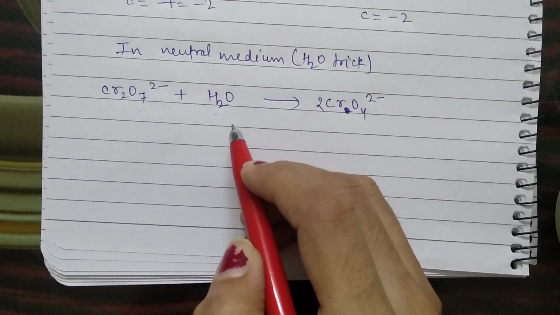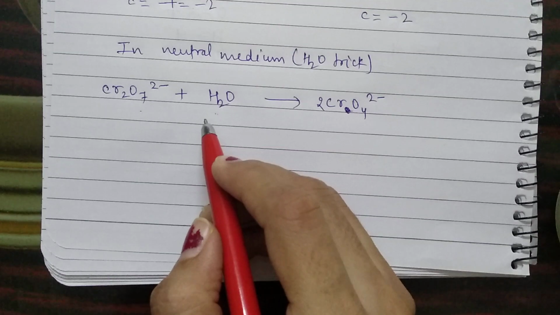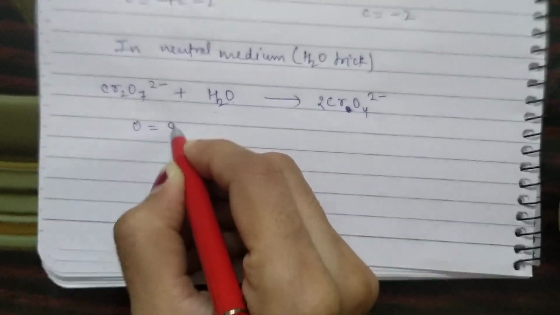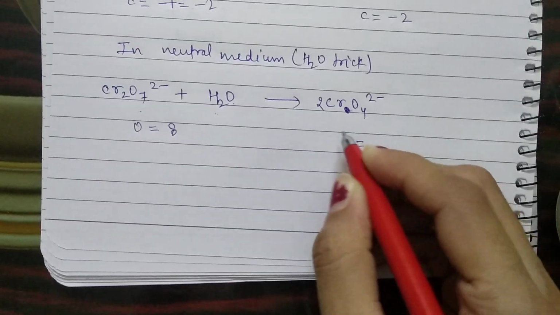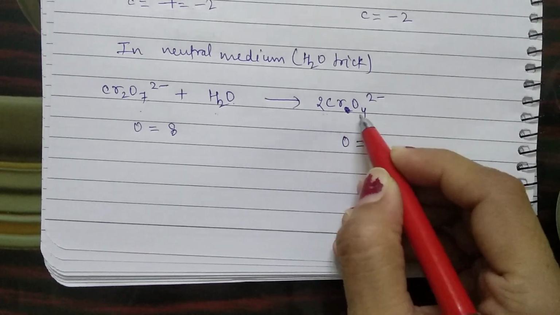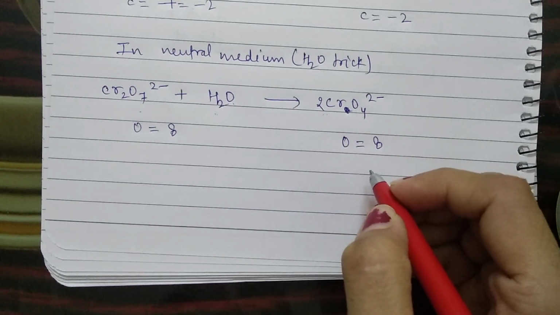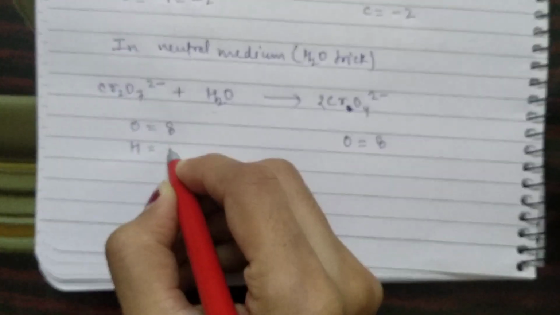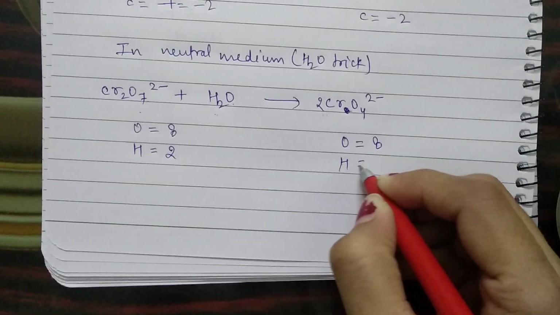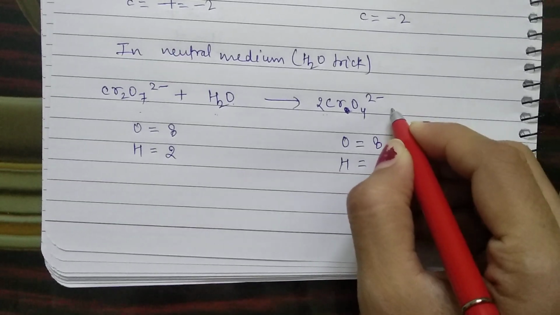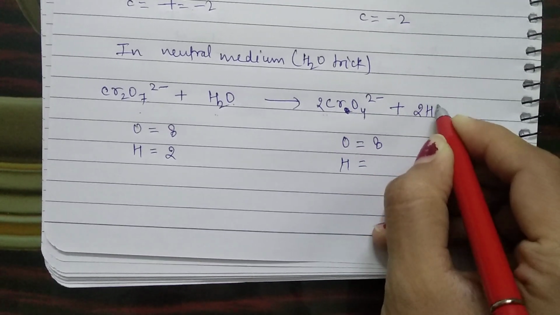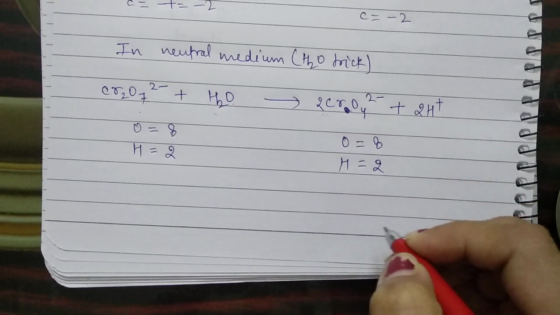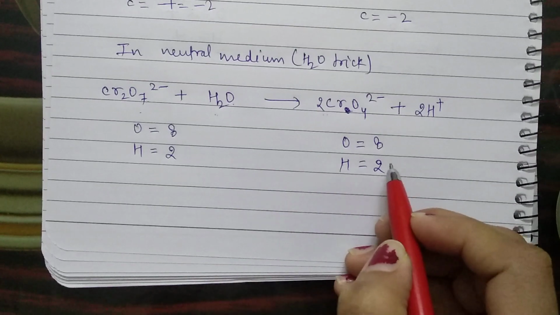Now we'll look at oxygen first of all. We can see that a total of 7 plus 1, 8 oxygen atoms are there on the reactant side, and here also the total number of oxygen atoms is 2 multiplied by 4, which is 8. Now we'll look at hydrogen atoms. The total number of hydrogen atoms on the reactant side is 2, whereas there is no hydrogen on the product side. So we'll balance by addition of 2 H plus ions on the product side. Thus the total number of hydrogen atoms becomes 2 and is equal on both sides.